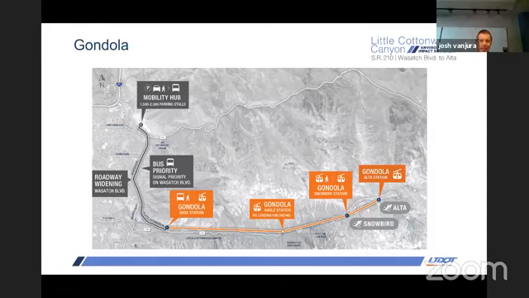There's no mid-canyon stops associated with the gondola, so same direct to service. And this is a 3S gondola, so larger than many of the gondolas you may be familiar with. Each cabin on this gondola would hold approximately 35 people. And we're estimating that these would arrive every 2 minutes.